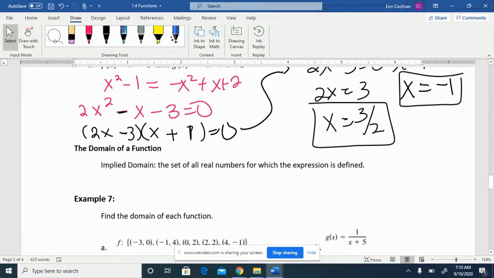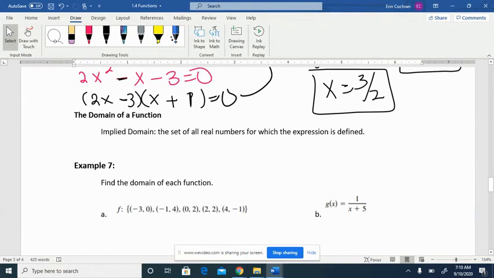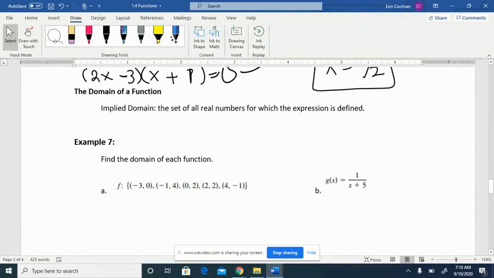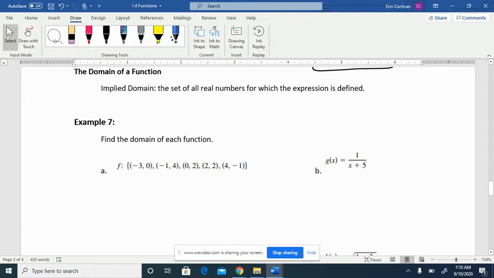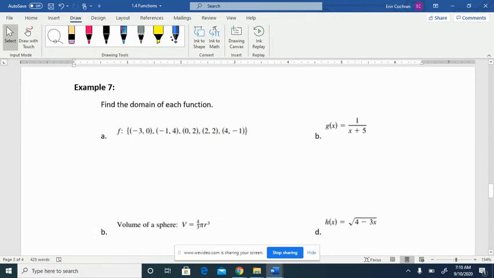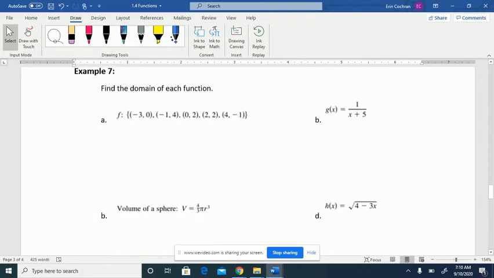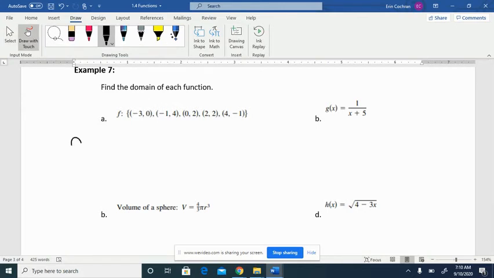All right, the domain of a function. Okay, the implied domain is the set of all real numbers for which the expression is defined. Okay, so again, domain are your x values. Okay, so as I look for a here, since a is just a relation, we just have to list our x values for my domain. So my domain would equal, my first x value is negative 3. My second x value is negative 1, 0, 2, and 4.